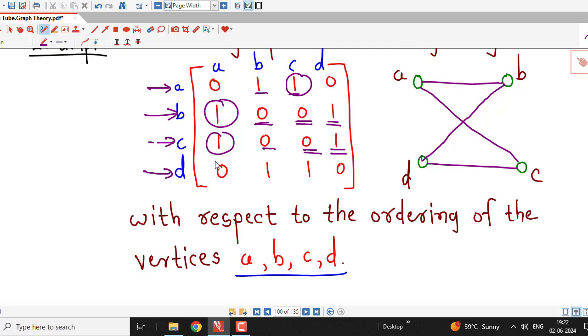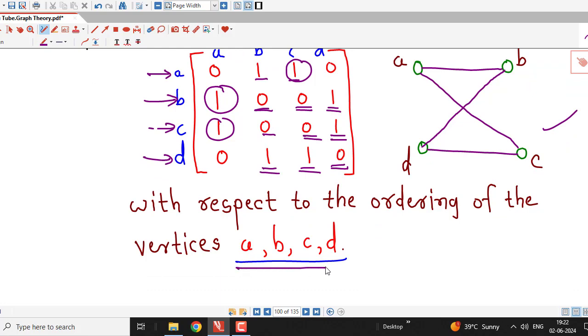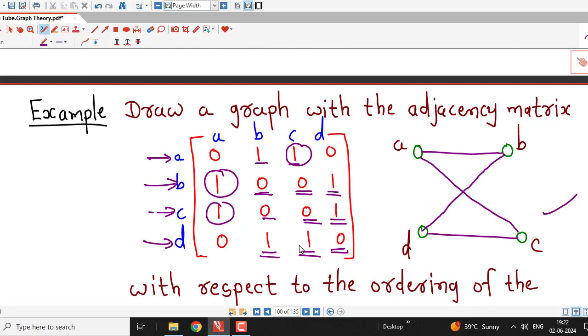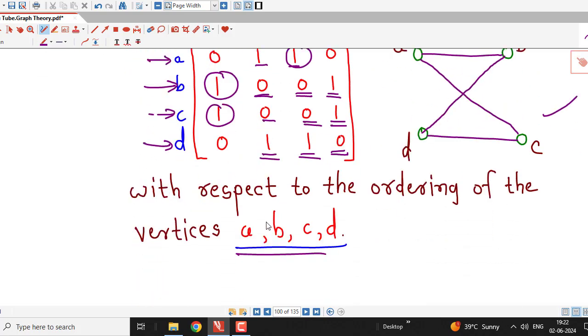Then we check for vertex D. From D to A there is no edge, that is, we will not join D and A by an edge. From D to B there is one edge that is already drawn here. From D to C also there is one edge that is drawn here. From D to D there is no edge, so we are not considering a loop at vertex D. So this is the graph corresponding to this adjacency matrix with respect to this ordering of the vertices. So they can ask you to write down the graph corresponding to a given adjacency matrix also.